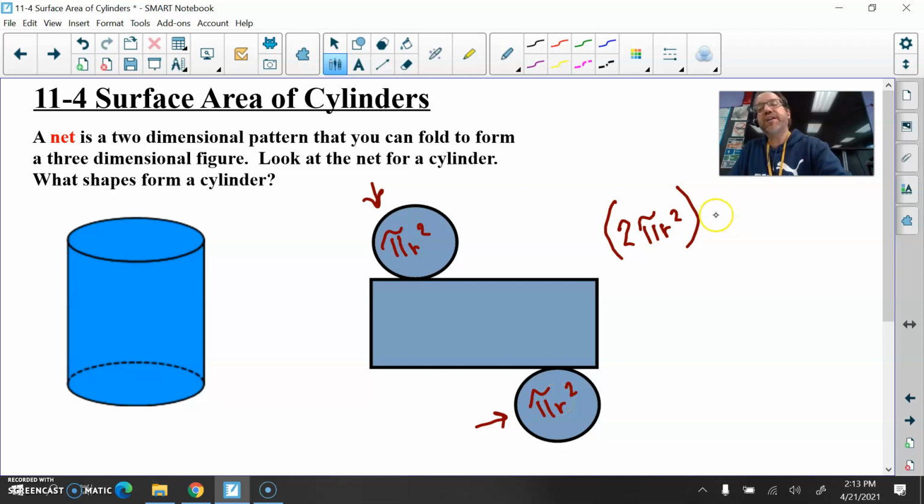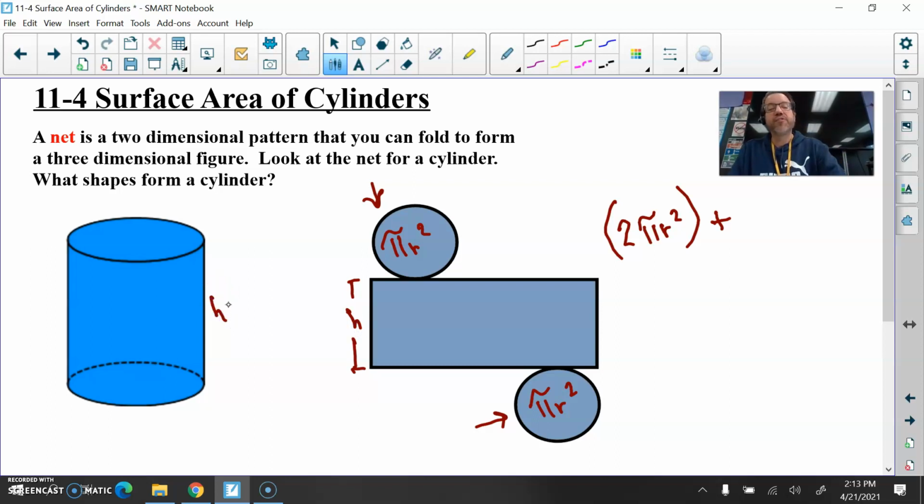And then I can add to that the area of this rectangle here. Well, this rectangle, I can see the width of this rectangle here is actually the height of the cylinder.